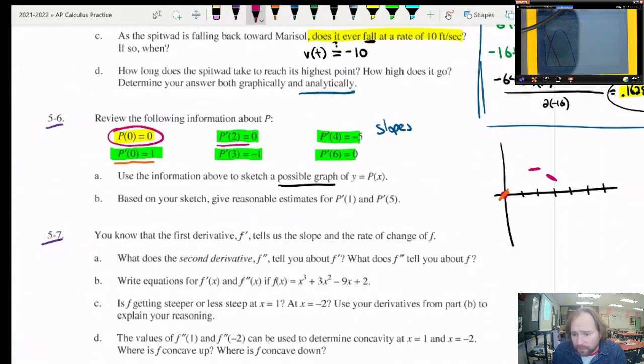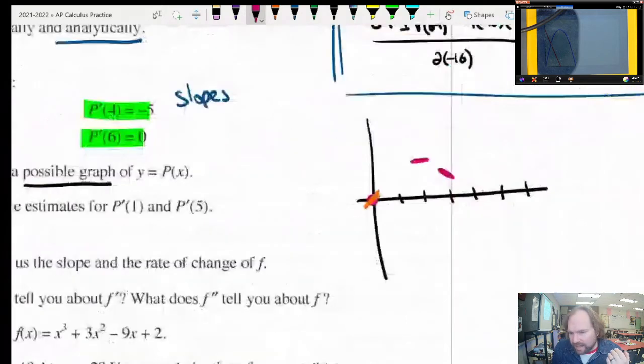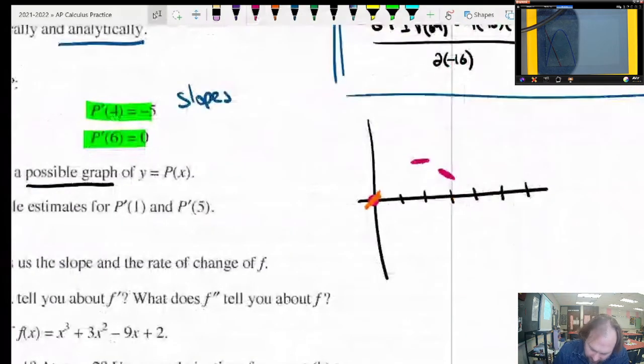Now, p prime of 4 is negative 5, so it's going to be very, very steep. The graph doesn't have to go negative. We don't know where it is, but we do know that it's very steep. Negative 5 would look something like that, probably even steeper. And then p prime of 6 is 0 again, so it's going to have to be down here because it's decreasing, but the graph doesn't have to be anywhere. All we know is what it's doing.